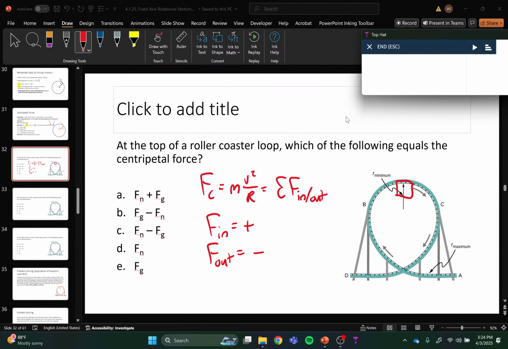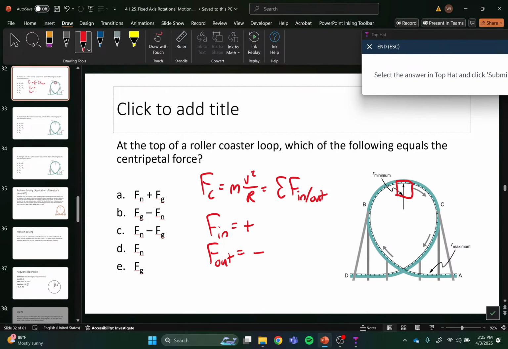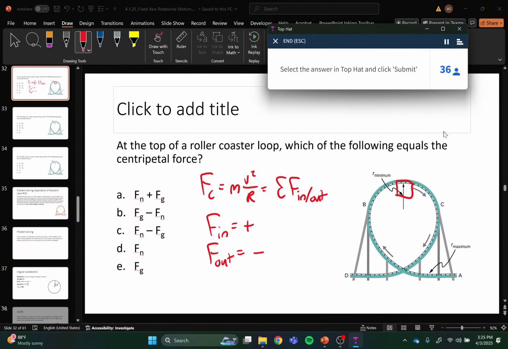And then you have to decide if it's inwards, it's positive. If it's outwards, it's negative. If there's more than one, combine them together. If there's only one, then you're done. So is it Fn plus Fg, Fg minus Fn, minus Fg, Fn, or Fg? If you didn't draw it, please draw it. That's what's going to determine whether or not you get the answer right.